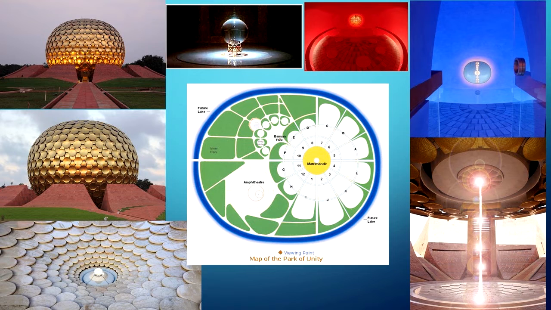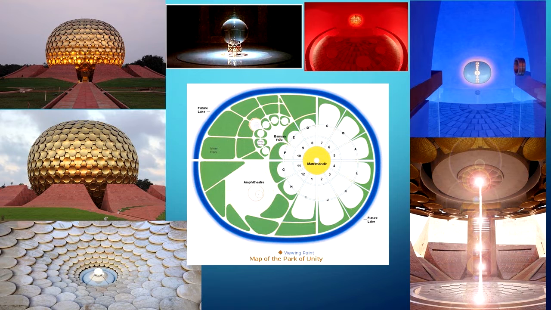Matrimandir is built in such a way that the ray of light falls from the top onto the crystal. This is the crystal inside. And from the crystal, light spreads in the meditation room, in the central room, and goes through the whole Matrimandir down to the bottom. And at the bottom, we have another crystal, a smaller one, which receives the light.